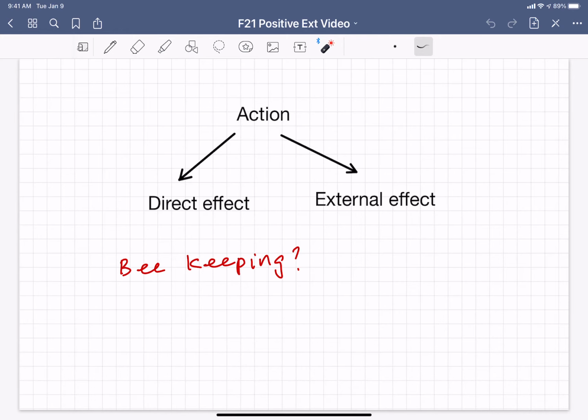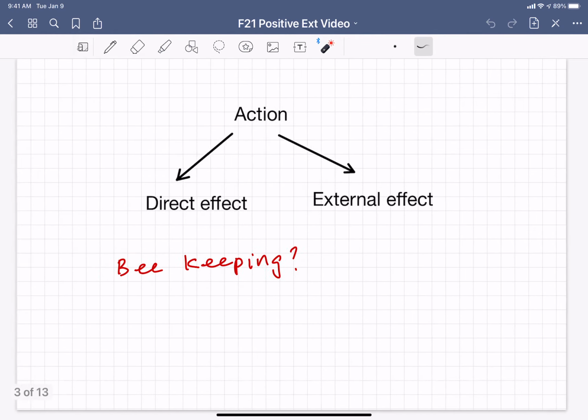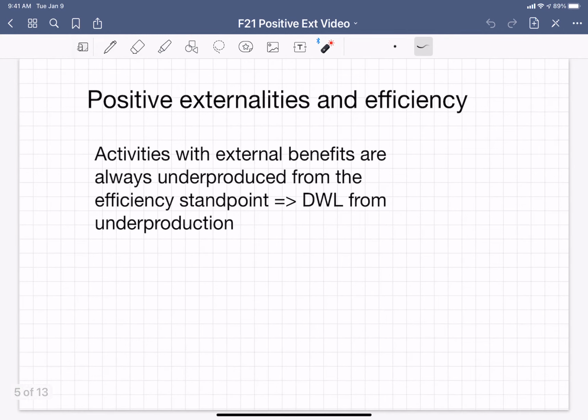So if the guy who keeps those bees only has bees and doesn't own those orchards or whatever, like clover fields around the bees, then the pollination effect will spill over onto whoever owns those orchards and clover fields. All right, so that's why beekeeping qualifies as an example of positive externality. All right, so we have more examples here. And again, I'll just leave it for you to discuss in class.